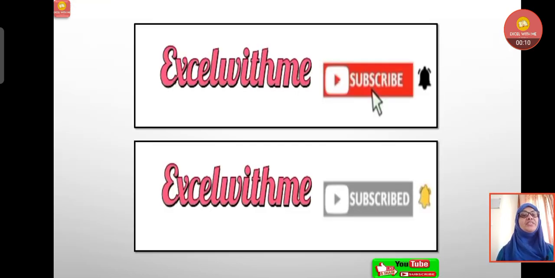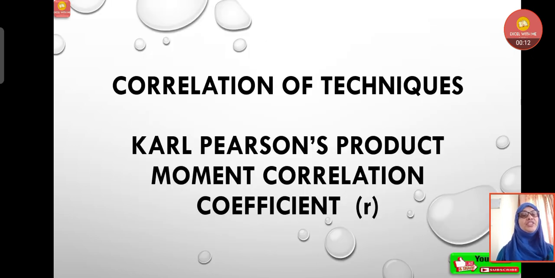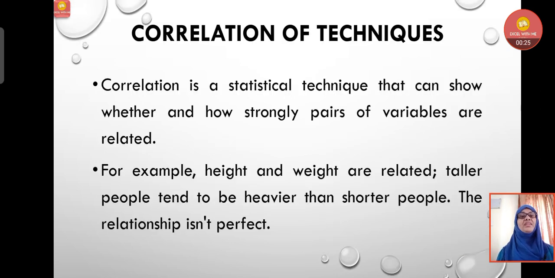Let's start today's class, that is research methodology paper, under that topic correlation of techniques with the subtopic Karl Pearson's product moment correlation coefficient, that is denoted with small r. Let's start with correlation of techniques.